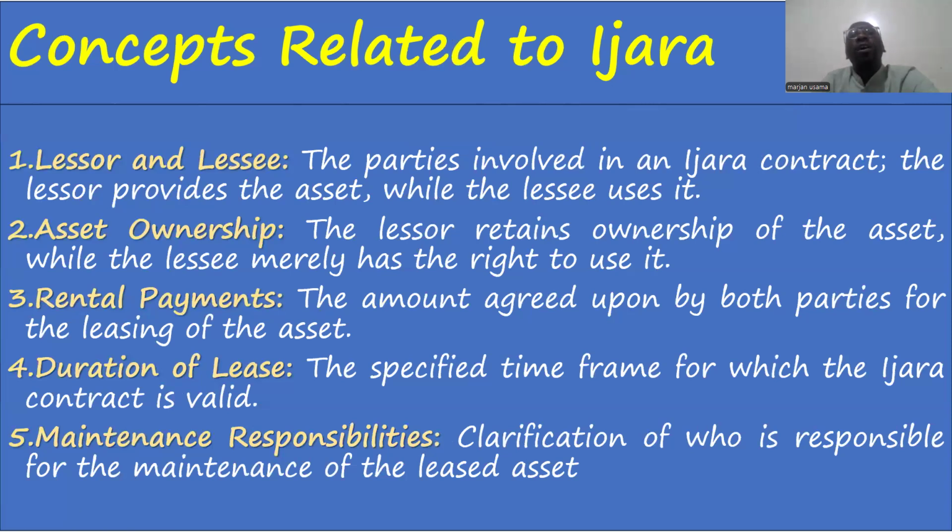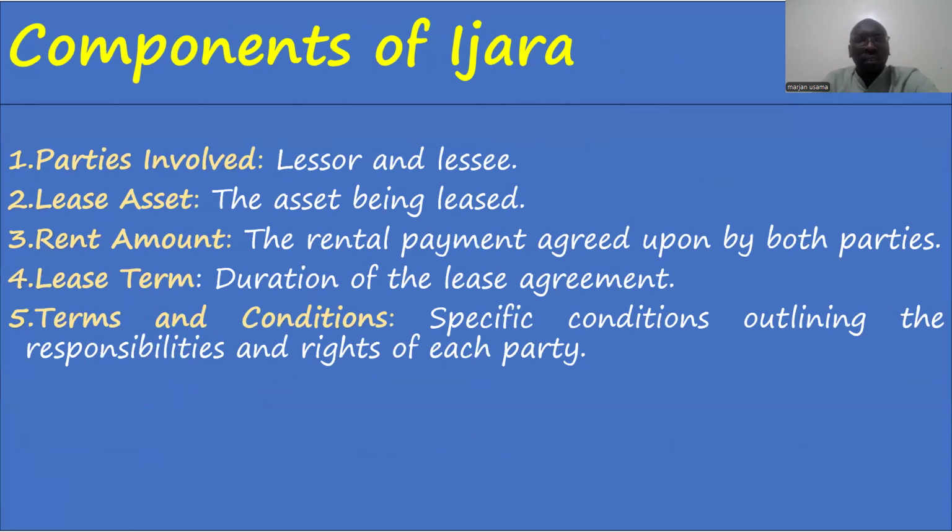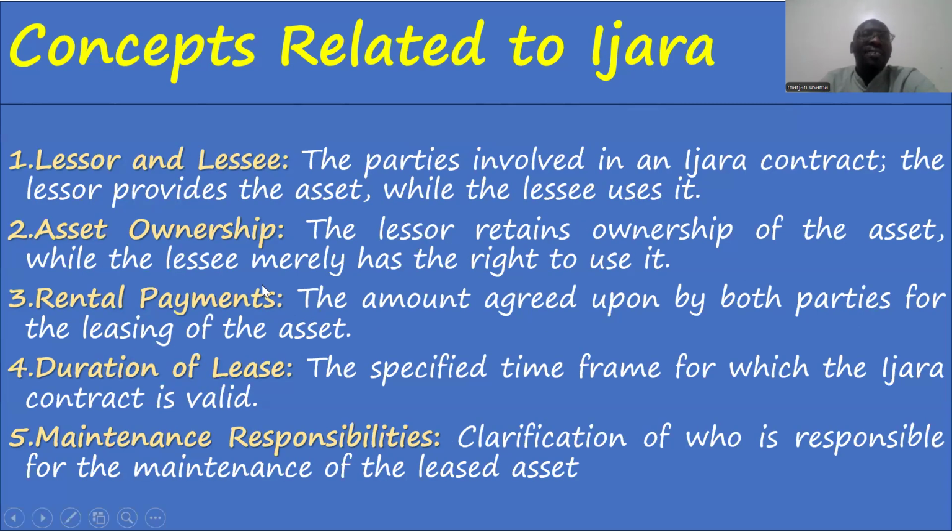Now, the concepts and the components are basically the same. Lessor and lessee, these are the two parties involved. For example, if it is a house, you have the landlord and you have the tenant. The asset, you have the house. Rental payment, the tenant agrees, okay, I will be paying you $200 every month. Duration, every month I'll be paying, or it can be for 1 year.